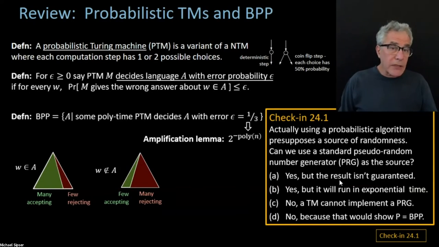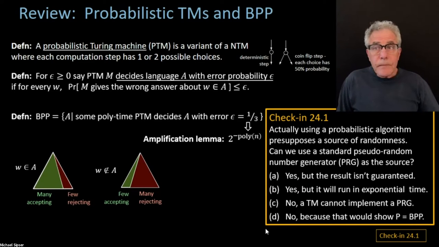You might get the right answer, but it's not guaranteed. We just don't know how to do the analysis for the pseudorandom number generators. And if you had ones that were good enough, they would show P is equal to BPP. But that might actually be true. Okay, so let's continue on.